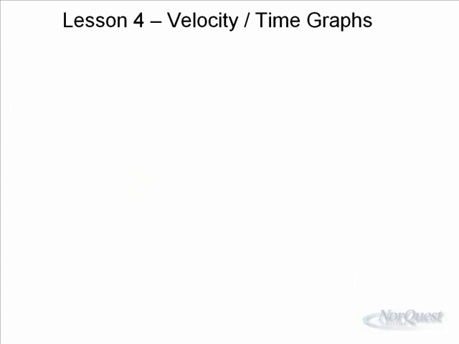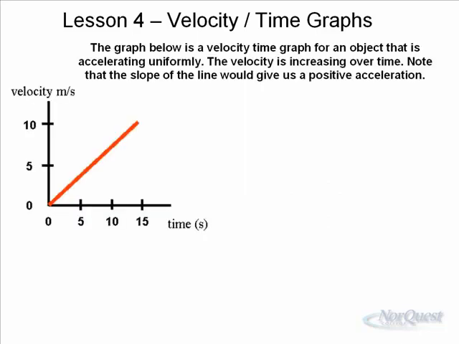Another important idea, as we mentioned earlier, is that the slope of a velocity time graph gives you the acceleration. The graph below is a velocity time graph for an object that is accelerating uniformly. The velocity is increasing over time. At the beginning of the run, the velocity is 0. As you can see, at time 0, velocity is 0. Now at time 5, the velocity is a little bit higher. It might be 3 or 4. At 10 seconds, it might be 6 or 8. At 15 seconds, it might be closer to 12 or so.